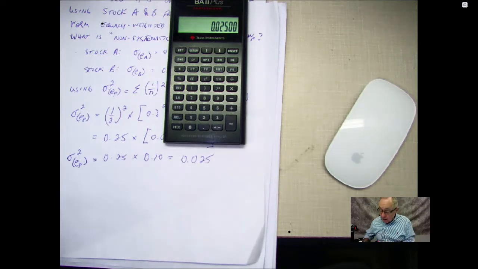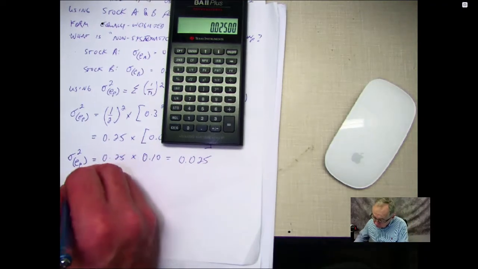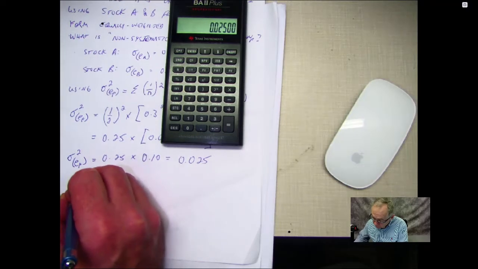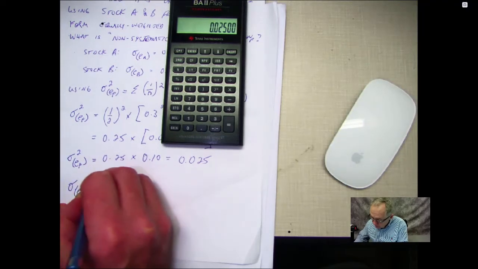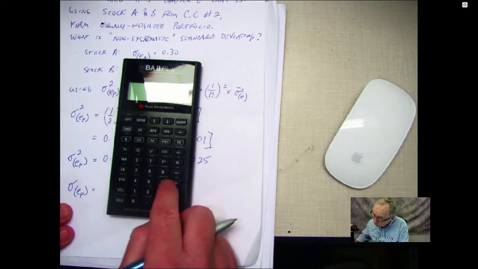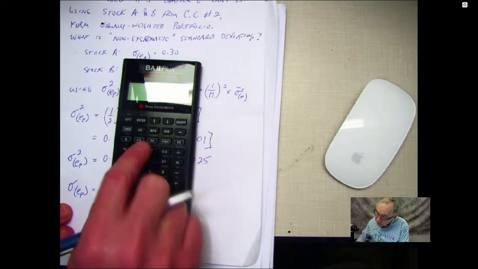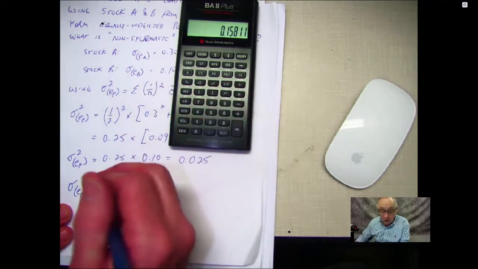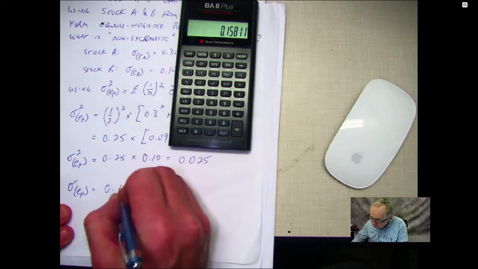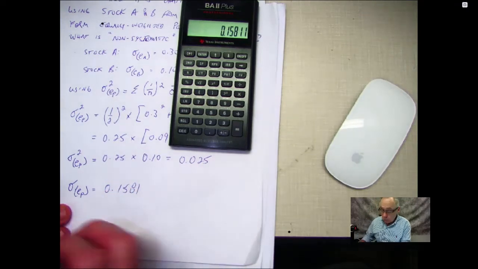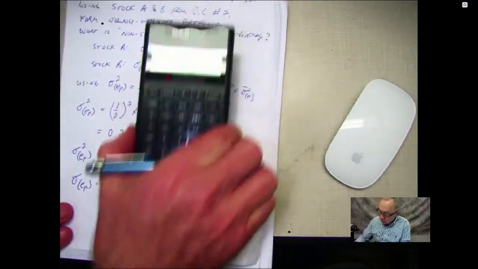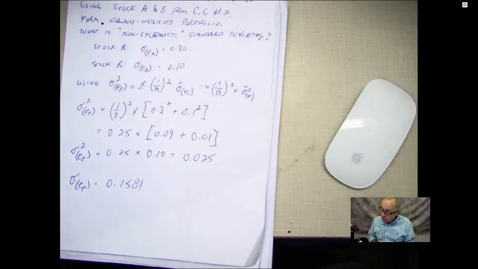And the standard deviation of this is merely the square root. So the square root of 0.025 is 0.1581.